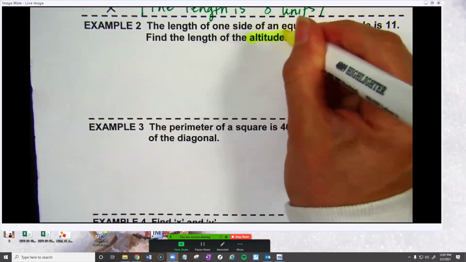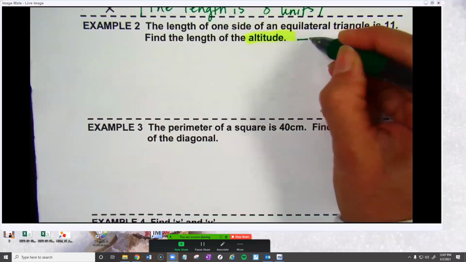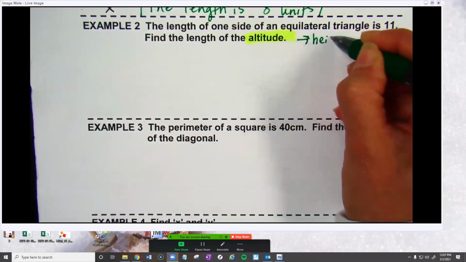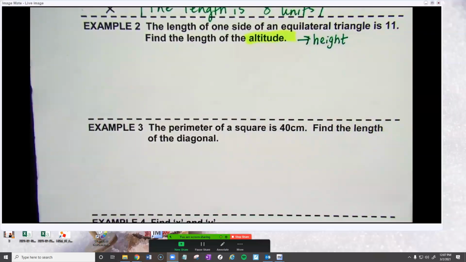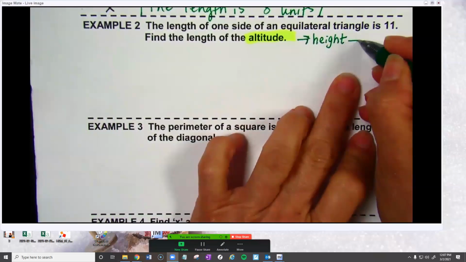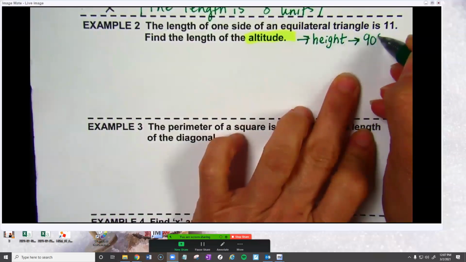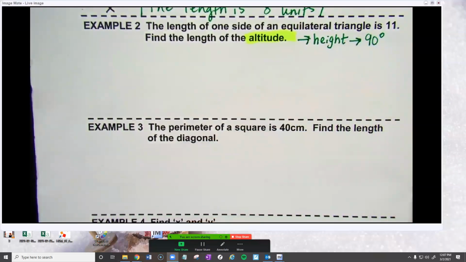Y'all, the altitude is the same as what? Yeah, it's just a fancy word for height. And also, please remember that height is always forming a 90-degree angle. All of that goes hand in hand. All of it does.